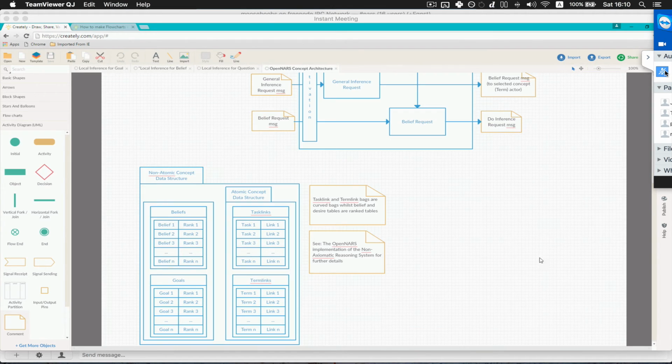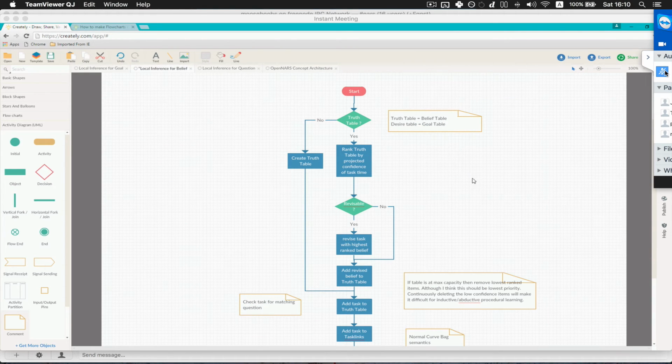So when you create a concept, you only create it as an atomic concept. And then if these elements are required, and it may be that you don't need them both at the same time, it may be that at one point you only need a goal or a belief table, so you'd only create what you need. You don't ever create them both unless you actually need them both.